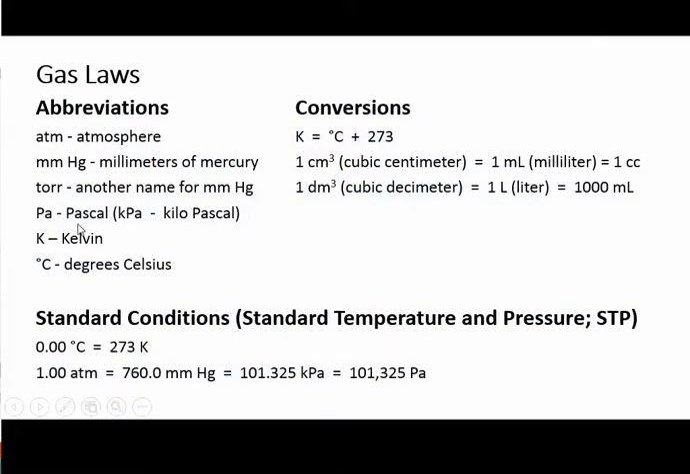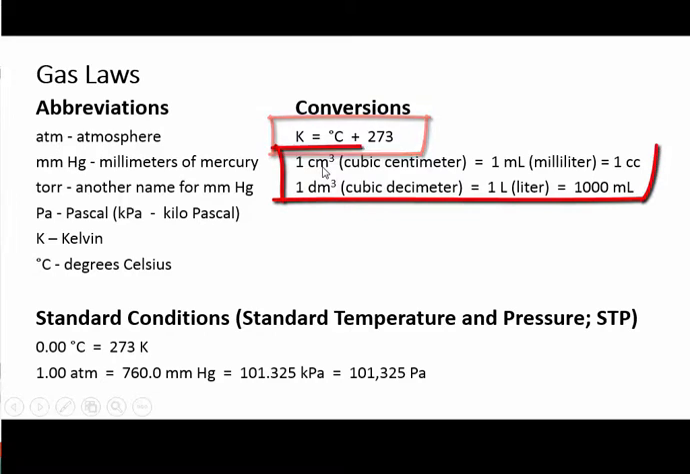Just to remind you, K is a symbol for Kelvin. There are no degrees in Kelvin, it's just K. There are degrees in Celsius. Here's the conversion for Kelvin to Celsius. A couple of things you ought to know, which we went over in Unit 1: a cubic centimeter is equal to 1 milliliter. That's the same unit. If you ever see cubic centimeters, that's just a milliliter, also written cc.